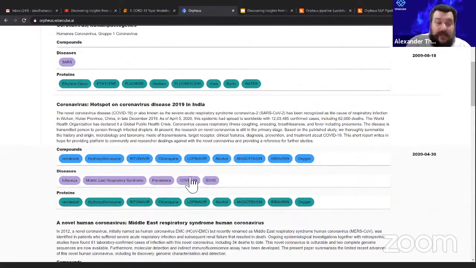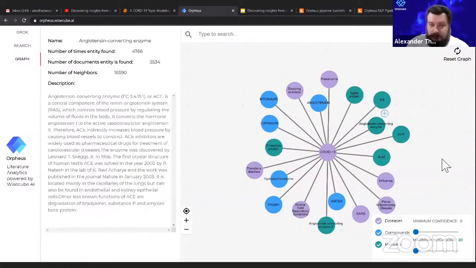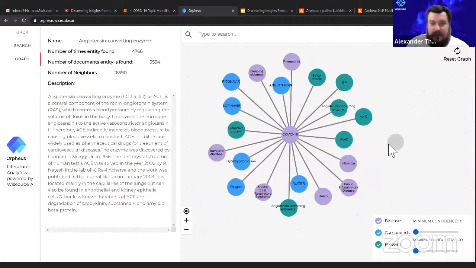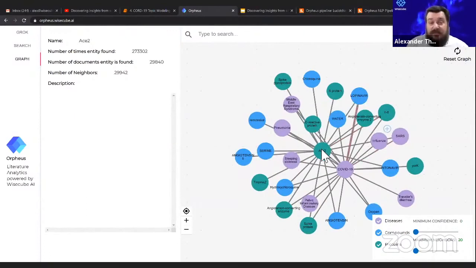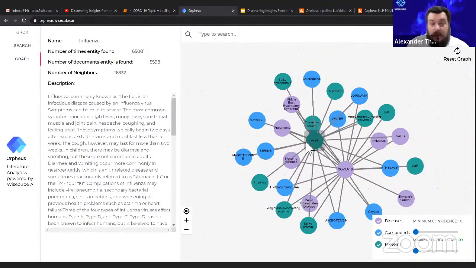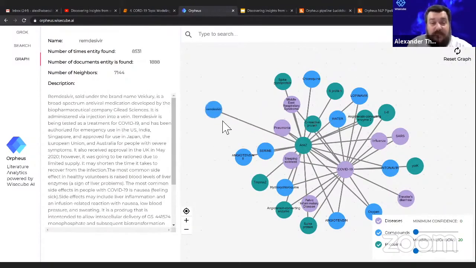And let's go ahead and now click through to COVID-19. And we have our graph representation. So here, these are sort of the highest by weight connections to COVID-19. We expand one of these connections, and then we have the ones brought to us by ACE2. And then here we have remdesivir, and we can say, okay, we have this connection here.